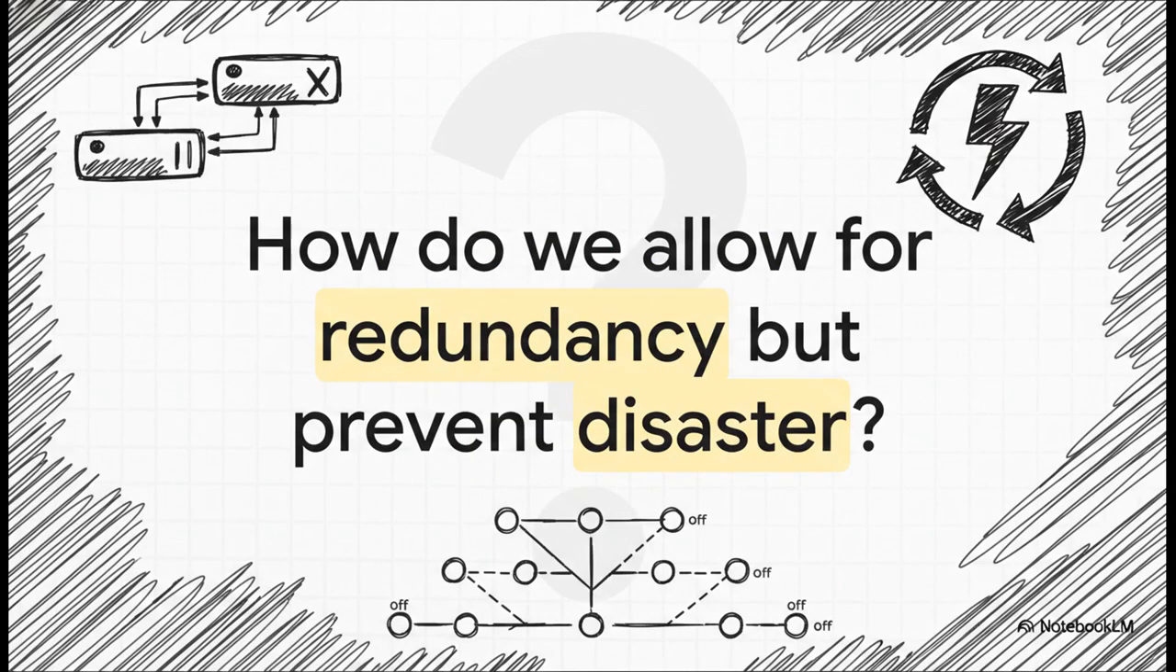Which leaves us with a huge question, right? If we absolutely need redundancy, but redundancy without any control causes a disaster, how do you possibly get the best of both worlds? How can we make our switches smart enough to have those backup links ready to go, but keep them blocked so they don't create a loop? Well, that is the exact problem that the spanning tree protocol was invented to solve.